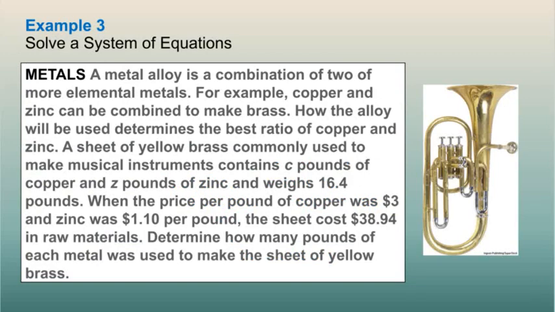So our example here, a metal alloy is a combination of 2 or more elemental metals. For example, copper and zinc can be combined to make brass. How the alloy will be used determines the best ratio of copper and zinc. A sheet of yellow brass commonly used to make musical instruments contains C pounds of copper and Z pounds of zinc and weighs 16.4 pounds. When the price per pound of copper was $3 and zinc was $1.10 per pound, the sheet cost $38.94 in raw materials. Determine how many pounds of each metal were used to make the sheet of yellow brass.